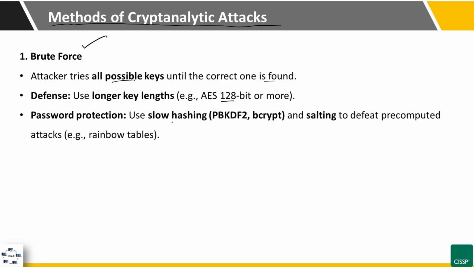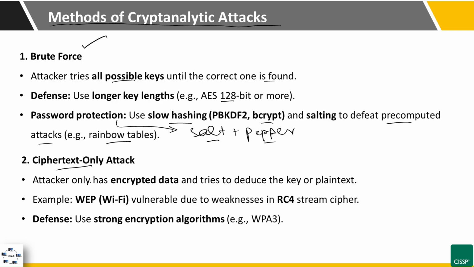For password protection, use slow hashing, that is PBKDF2, bcrypt, and salting to defeat pre-computed attacks, that is rainbow tables. As we already studied in our previous slides, when we use salt and pepper with a password, it means that even if two users have the same password, their hashes will be different due to salt and pepper, and thus we can protect against rainbow table attacks.